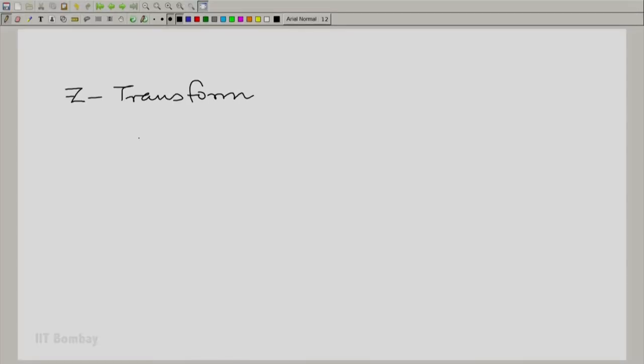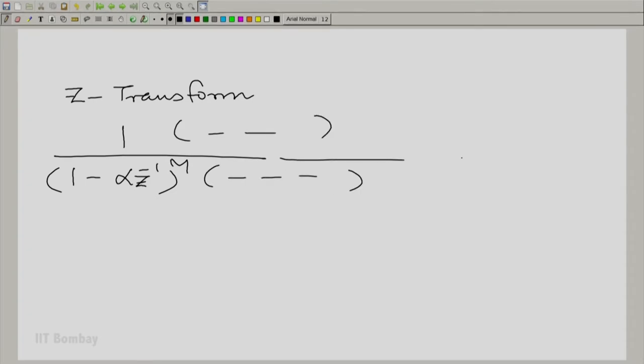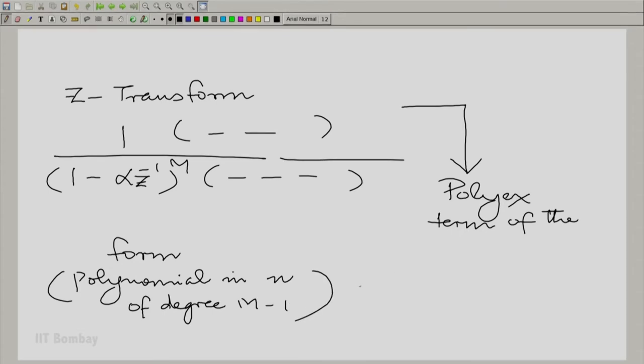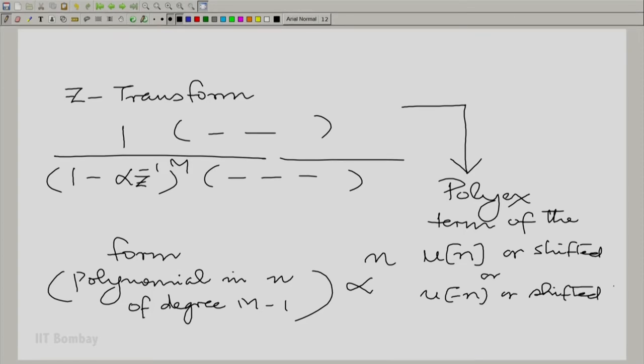Something very similar is true in the Z transform. So, let us see the Z transform. Suppose you had a term of the form, now I am taking the quotient, remainder, everything in terms of Z inverse, 1 minus alpha Z inverse to the power m, and there are other factors in the numerator, other factors in the denominator. On inversion, this would give you a polynomial-exponential term of the form a polynomial in n of degree m minus 1 multiplied by alpha raised to the power of n. And again, you have u of n or a shifted version of this, or u of minus n or a shifted version of this, multiplied by it.